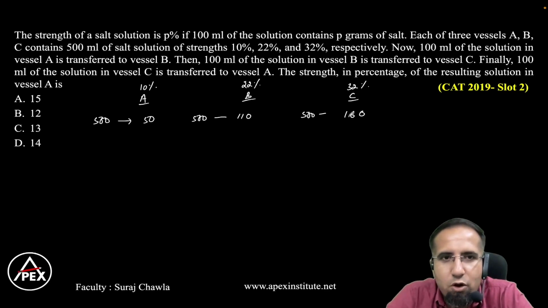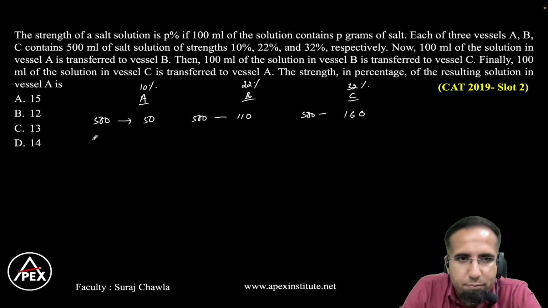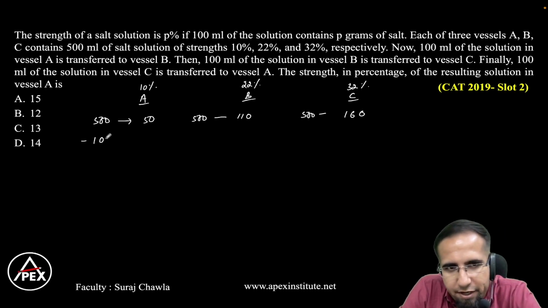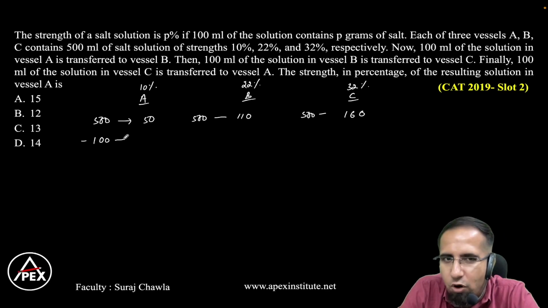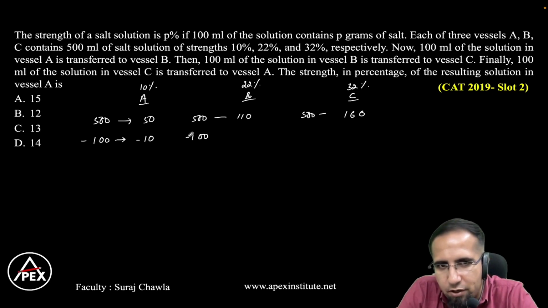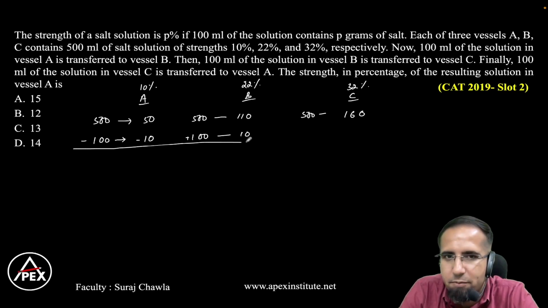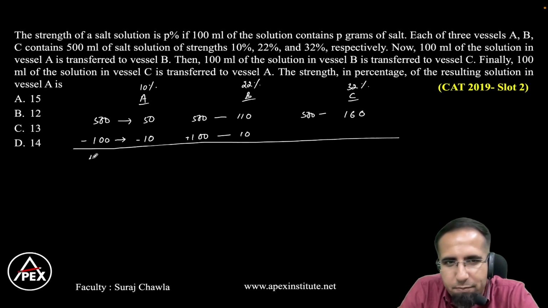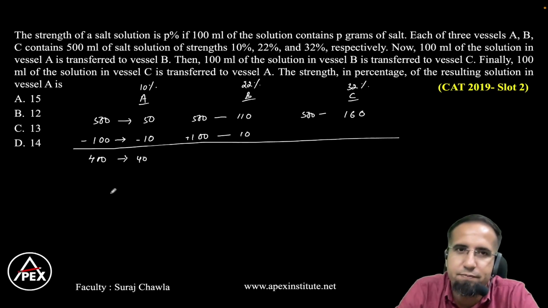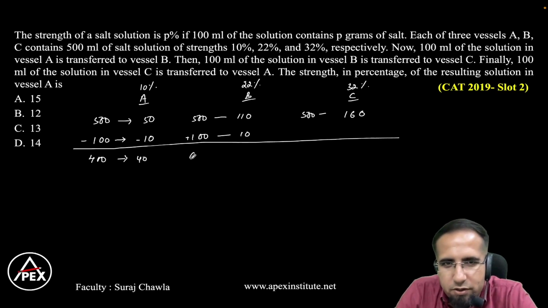Now 100 ml of vessel A is transferred to vessel B. So total quantity taken out is 100. So the quantity of salt will be 10% of 100, which is 10. And that 100 is transferred here, and the quantity of salt is also being added here. So what happens at the end of first experiment? At the end of first experiment, this is 400 and we have 40 ml of salt. Clear? This is 600 and we have 120 ml of salt.